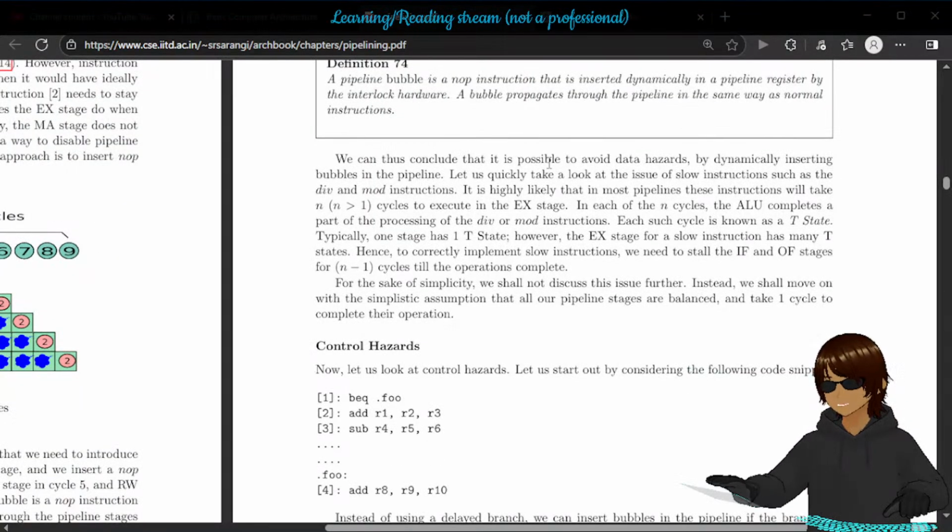We can thus conclude that it is possible to avoid data hazards by dynamically inserting bubbles in the pipeline. Let us quickly take a look at the issue of slow instructions such as the div and mod instructions. It is highly likely that in most pipelines, these instructions will take n cycles to execute in the execute stage. In each of the n cycles, the ALU completes a part of the processing of the div or mod instruction. Each such cycle is known as a T state. Typically, one stage has one T state. However, the execute stage for a slow instruction has many T states.